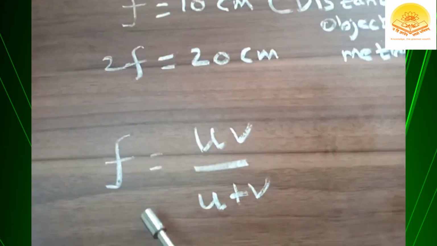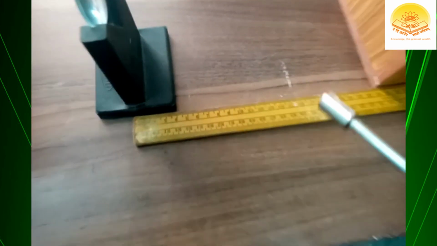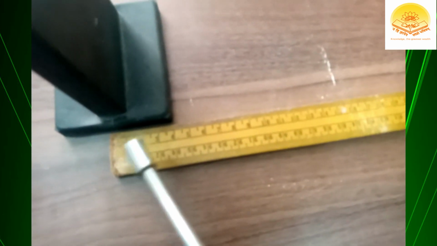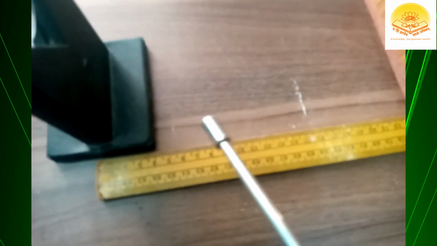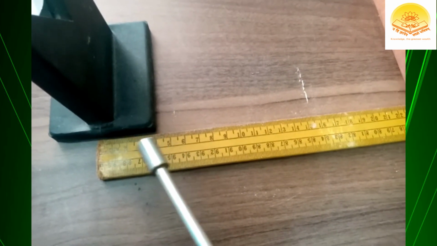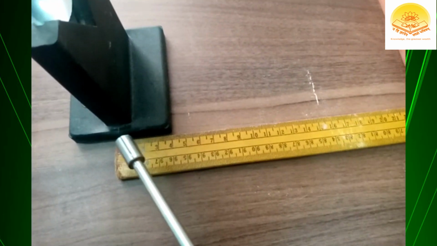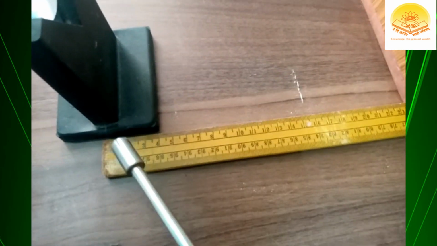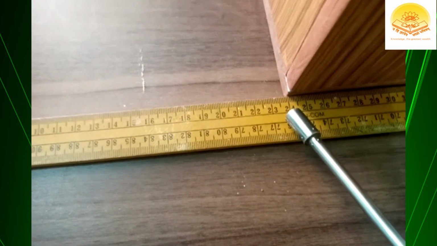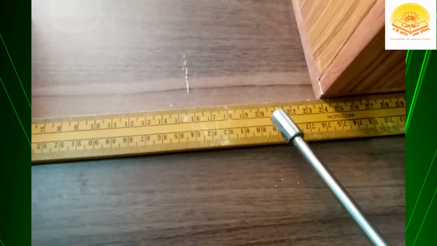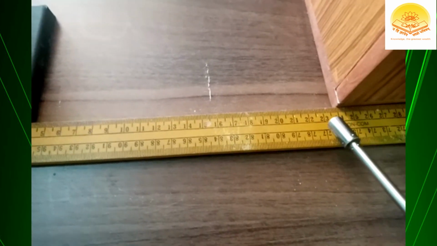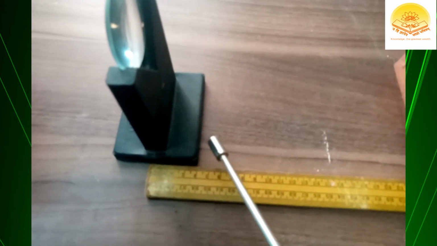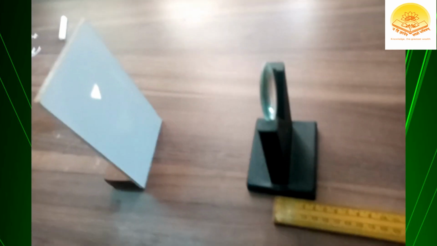Now we proceed with the UV method. See, here we set the value of u. The value of u is greater than 2f. What is the value of 2f? Already we know it's 20 centimeter. So now we choose any reading greater than 20. I choose 24 centimeter. 24 centimeter is greater than 20 centimeter. So we choose 24 centimeter as the distance between the light source and the lens stand. Now we are adjusting the screen.